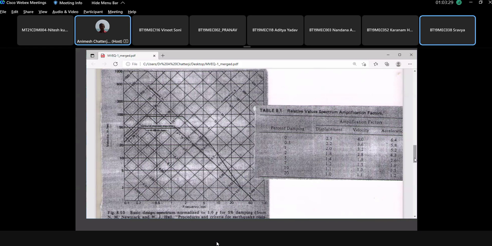Try to understand that earthquakes are never similar to each other. So, in design spectrum, what we do? In design spectrum, we don't look for one earthquake. We try to gather data from many earthquakes and we try to guess what can be the worst earthquake.